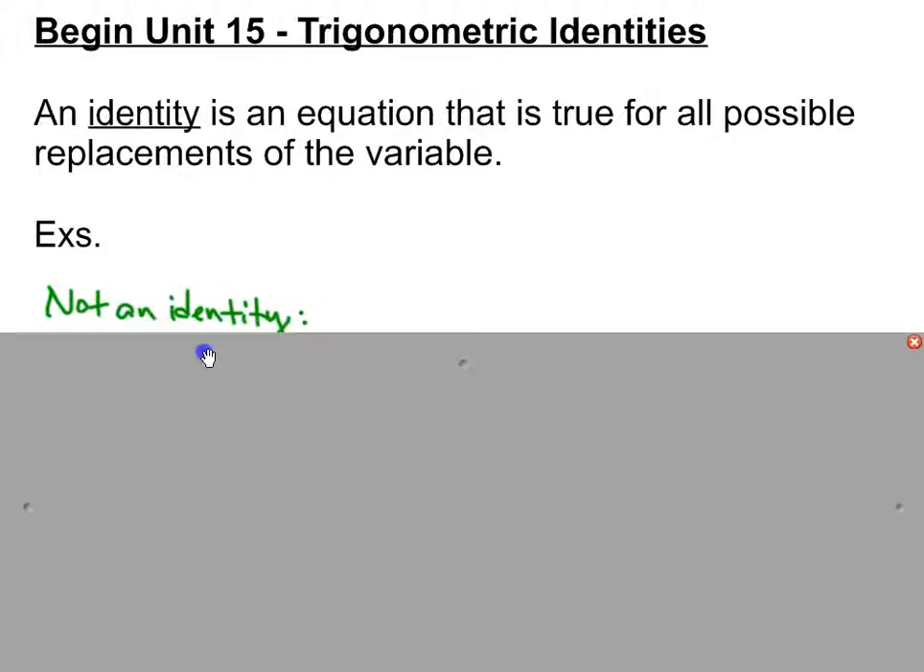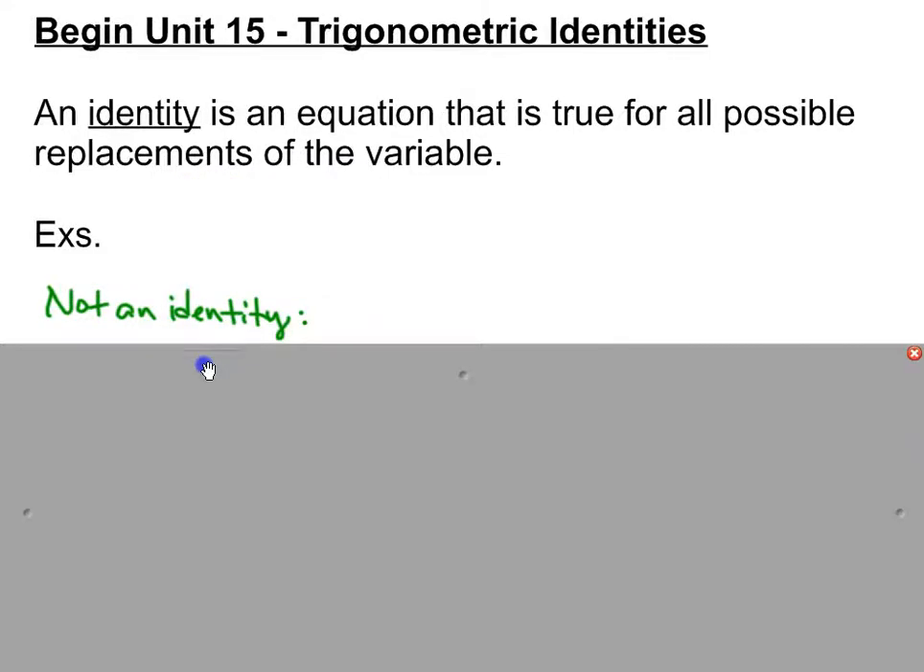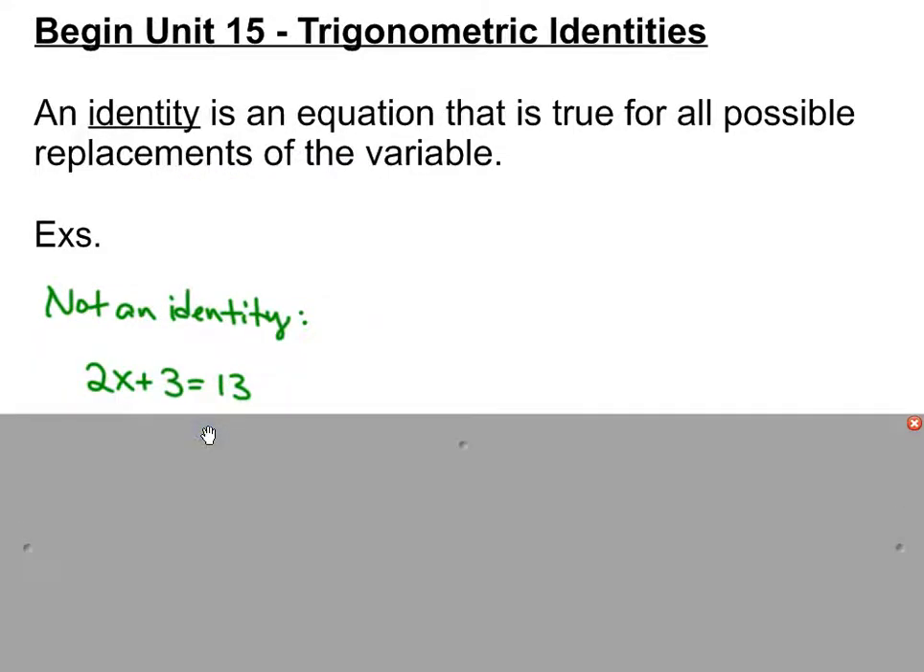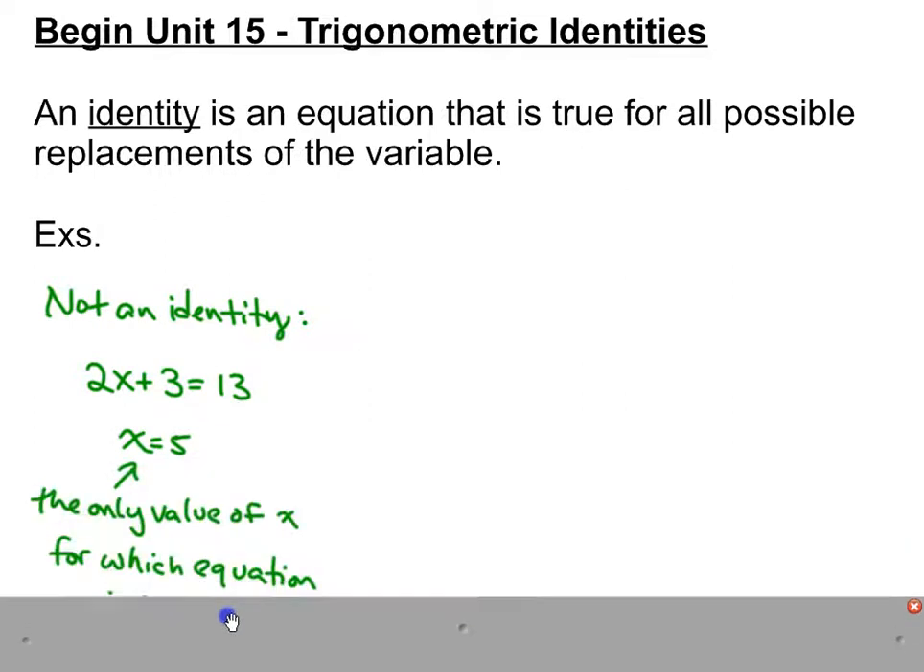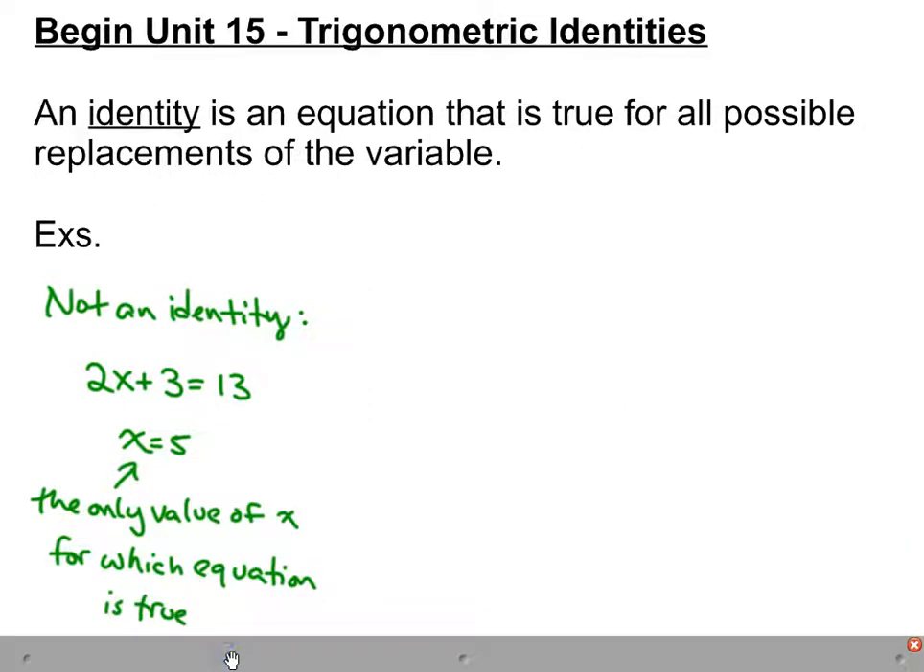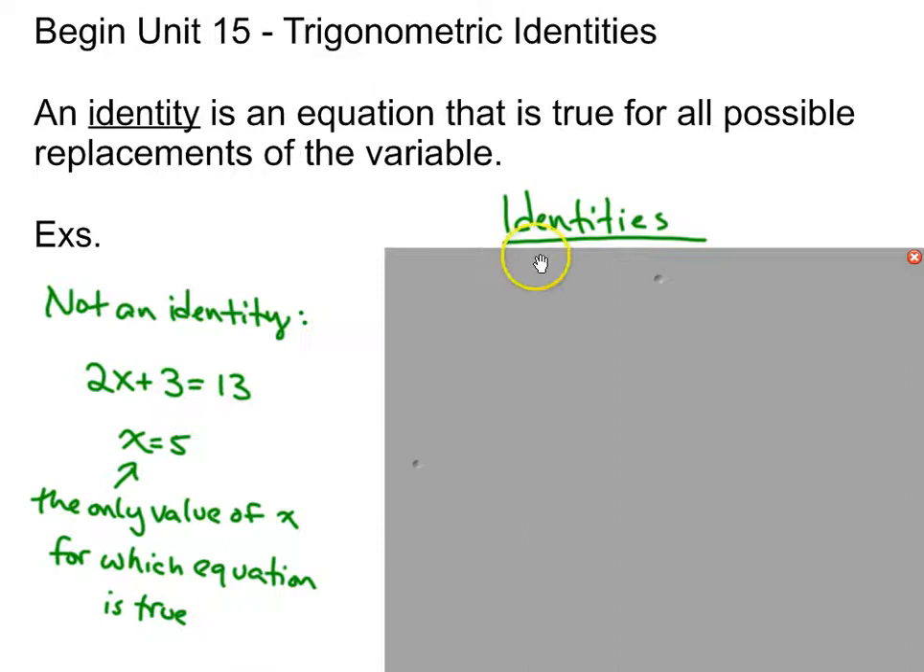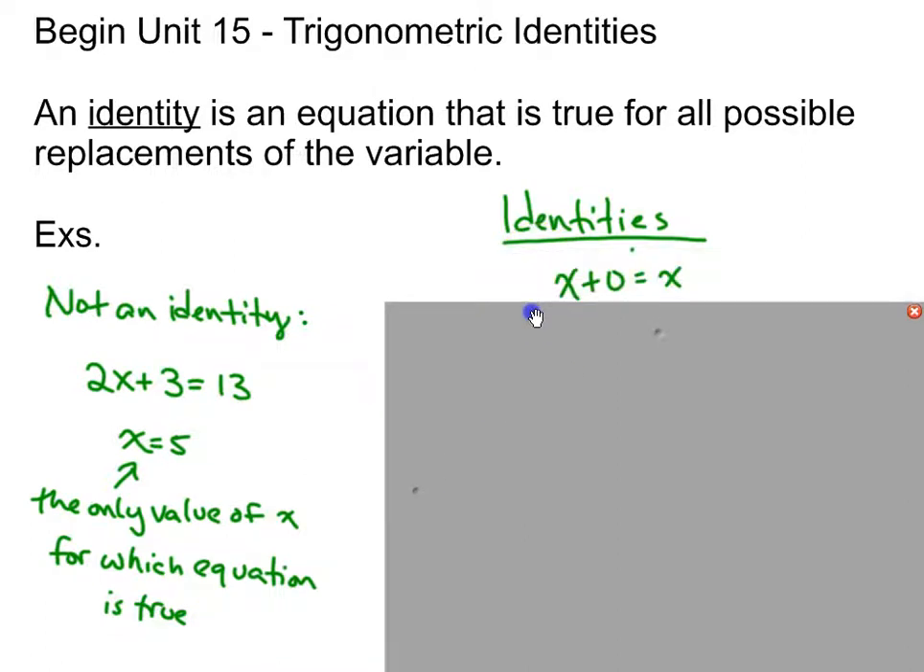Okay. This is an example of not an identity. All right, we've got an equation here. I'd like you to proceed to solve this equation for x, then play the recording when you've got it. Okay, so hopefully you got that x equals 5. Well, that is the only value of the variable, the only value of x that makes the equation true. There's no others. However, an identity, on the other hand, is true for all possible values of x.